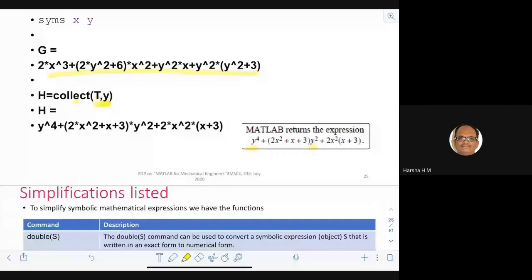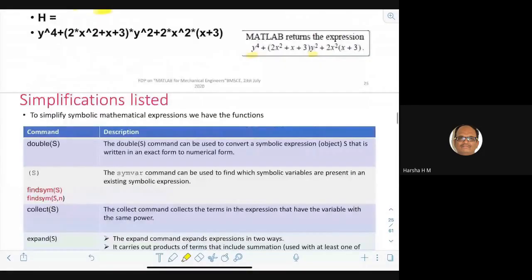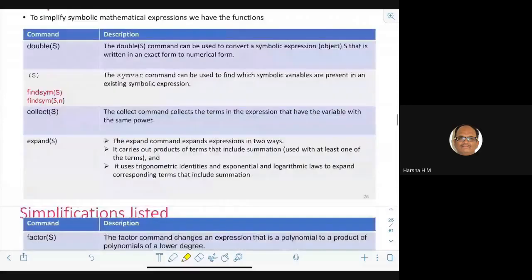So therefore, what is important for you is to know how to define symbolic variables, and then these commands are listed out here. You know what the double command is. You can convert it into numerical form. Findsym is not used now. I think the symvar command is a better command that you need to look into.